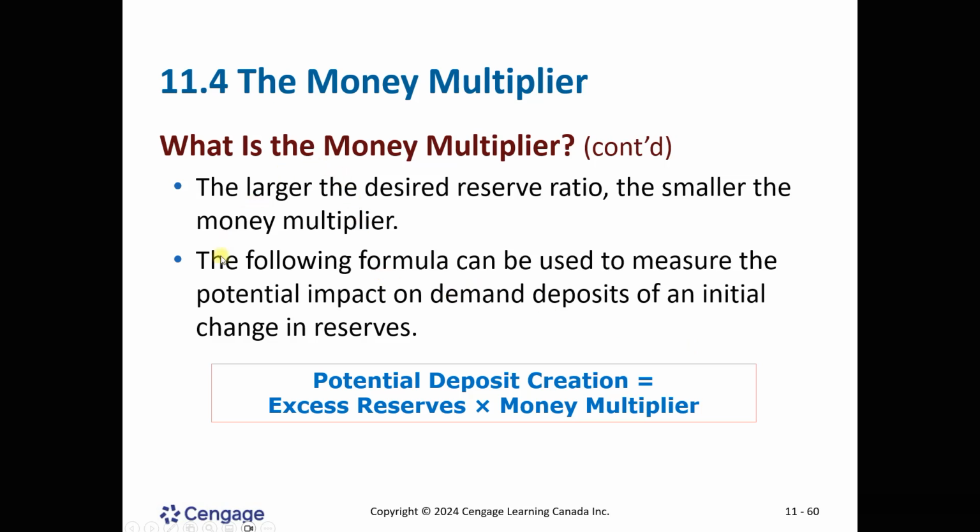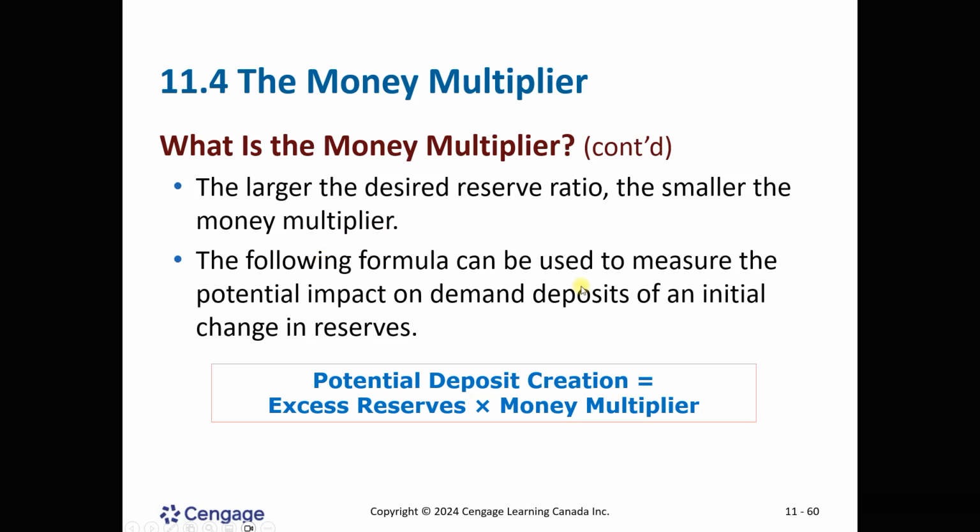If we move on, we can clearly see that the larger the desired reserve ratio, the smaller the money multiplier. In other words, if the desired reserve ratio is 10%, you have 1 over 10. If it's 50%, it's 1 over 50. So the larger the ratio, the smaller the money multiplier. If the reserve ratio is much smaller, let's say 2%, then the money is multiplied beyond the 1 million that we just mentioned.